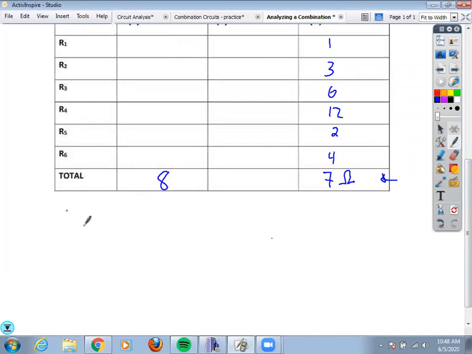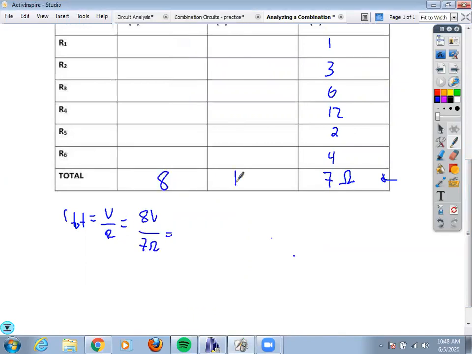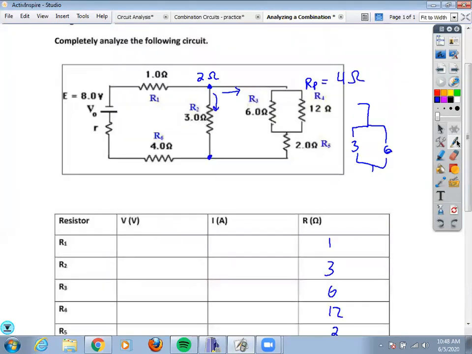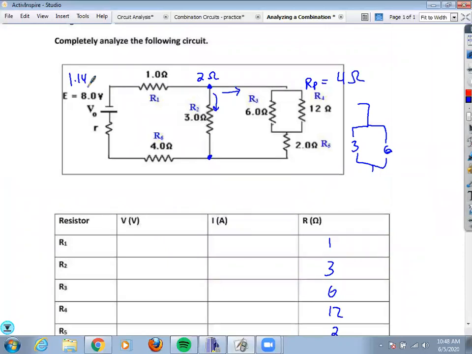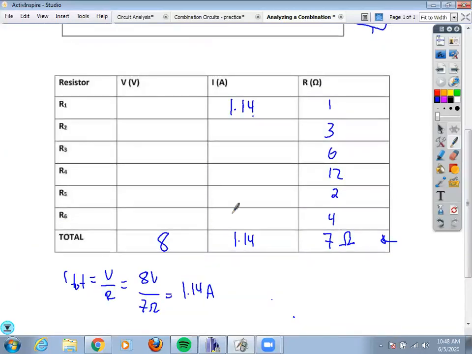So I total equals V over R. So 8 volts over 7 ohms. So 8 divided by 7. You get 1.14 amps. Okay. So we know the total current is 1.14 amps. So we know that due to the series circuit, we're going to have 1.14 amps go through R1 and 1.14 amps go through R6. So we know those. So 1.14 for R1 and 1.14 for R6.